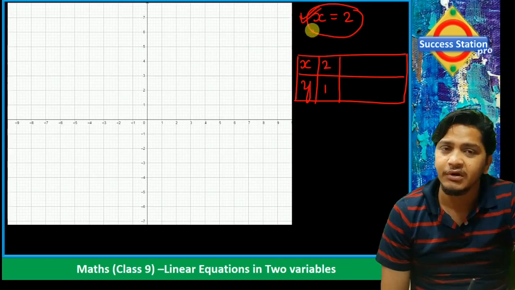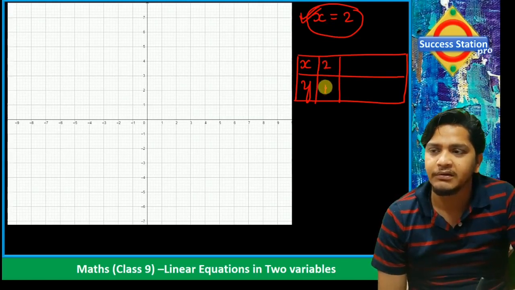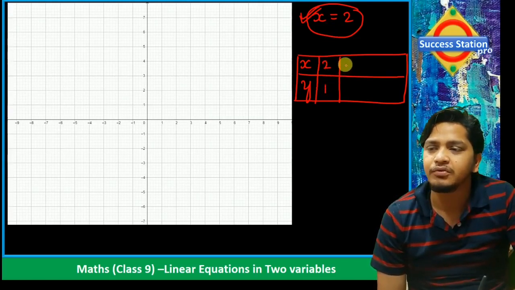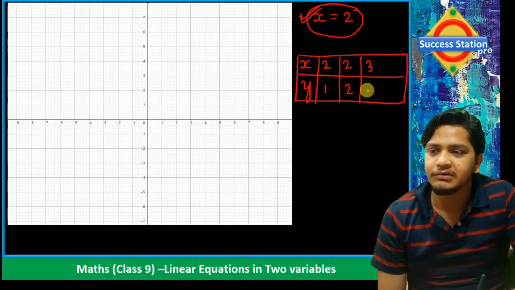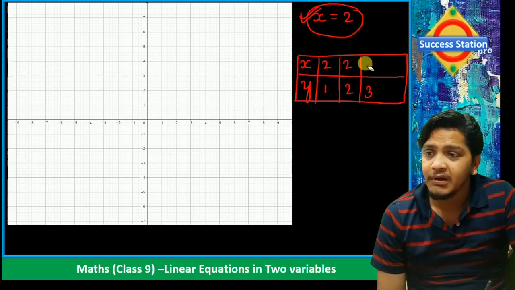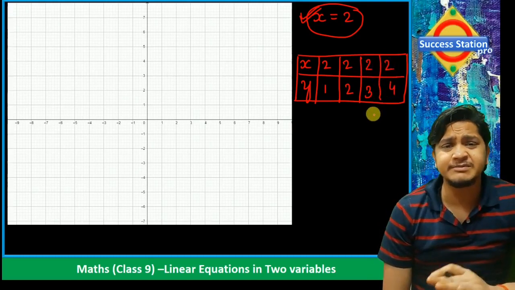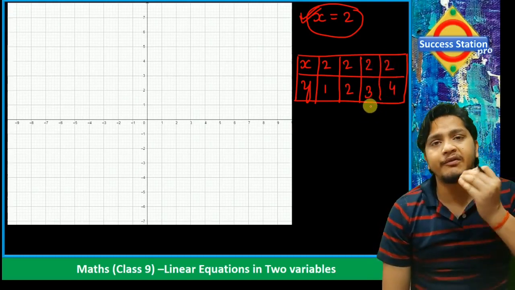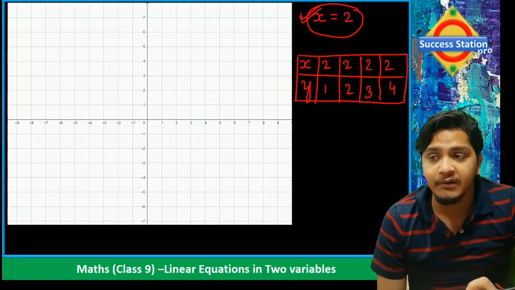Now this is a linear equation in one variable, but this is also a variable. So we have x equal to 2, y equal to 1, right? You have x equal to 2, y equal to 2. You have x equal to 2, y equal to 4. Sorry, x cannot be 3 because x is equal to 2. Despite any value of y, the value of x will be 2. This is what is being said in the question.